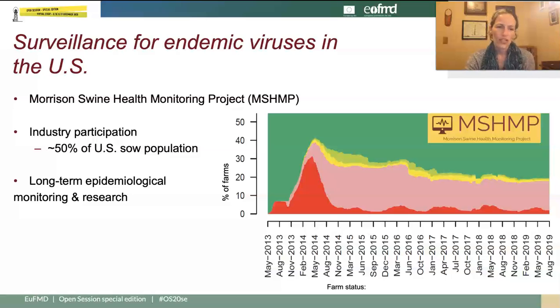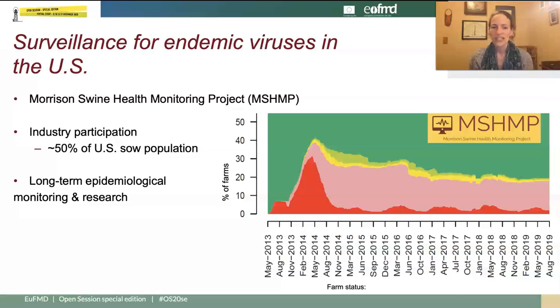And so to fill this void, the University of Minnesota began the Morrison Swine Health Monitoring Project approximately a decade ago. And this project is based on close industry partnerships and participation. Currently we have around 50% of the US sow population enrolled in the program, which means that they send to us on a weekly basis the infection status of their sow farms. So from that, we can really build an epidemiological understanding of the trends of the disease, and we also use this data for research.